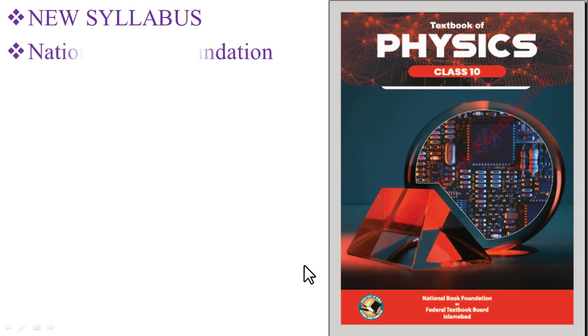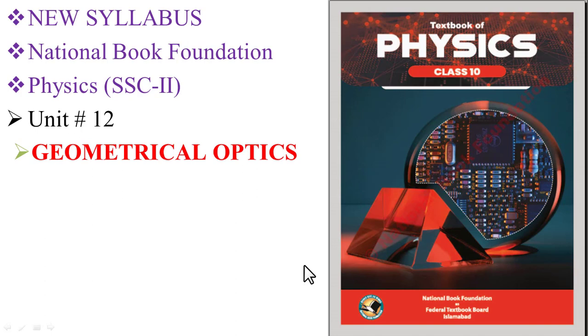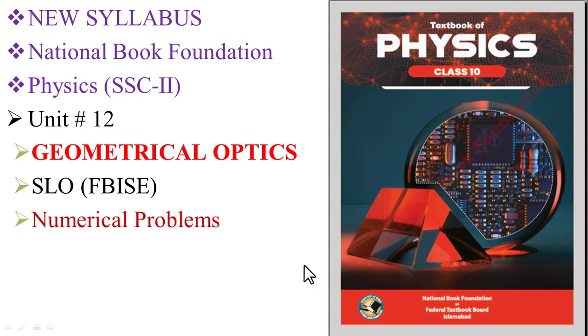Today we will discuss the new syllabus, National Book Foundation, Physics SSC 2. Today we will discuss unit number 12, Geometrical Optics, and SLO based, according to FBISE requirement, numerical problem questions number 1 to 4 in part 8. So first we will start with question number 1.